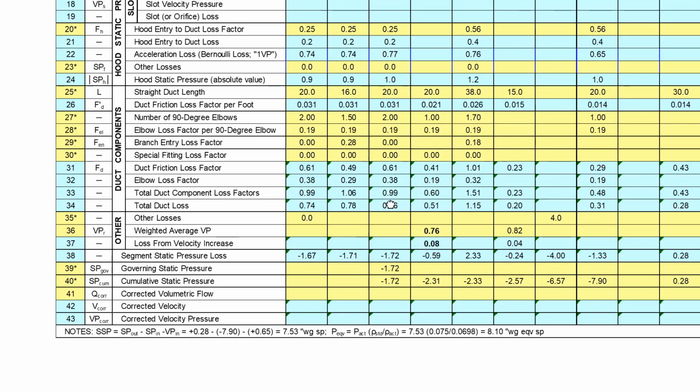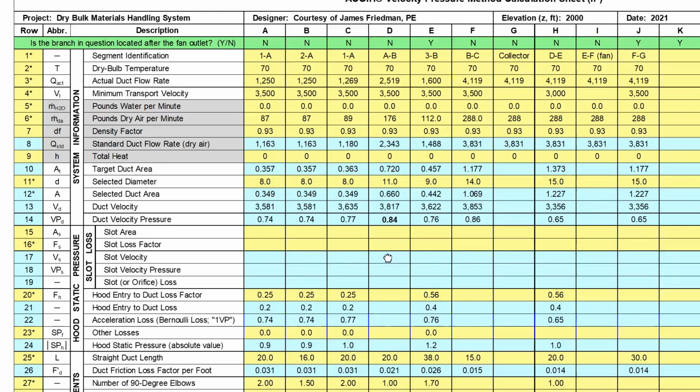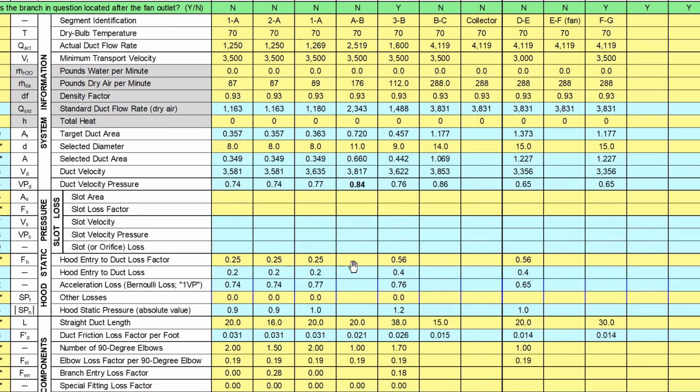This is a calculation sheet for that example. And what I'm going to do here is look at hood number 1 to point A. We have a flow rate of 1,250 CFM. We've selected a duct diameter of 8 inches. That duct diameter gives us a duct velocity of 3,581 feet per minute. And that duct velocity represents a duct velocity pressure of 0.74 inches of water gauge.